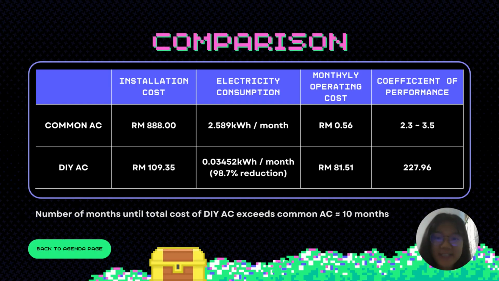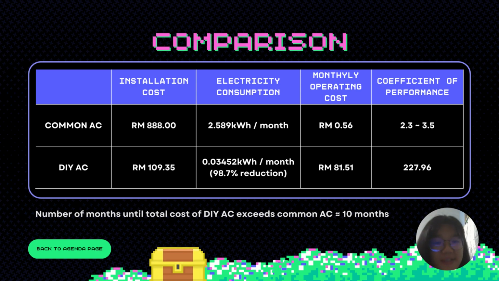So these are the comparisons between the common aircon and the DIY aircon. We are looking into four aspects: installation costs, electricity consumption, monthly operating costs, and also coefficient of performance. Installation cost refers to the price of the aircon or the material cost to build it, and the DIY aircon has a lower cost as compared to the common one.